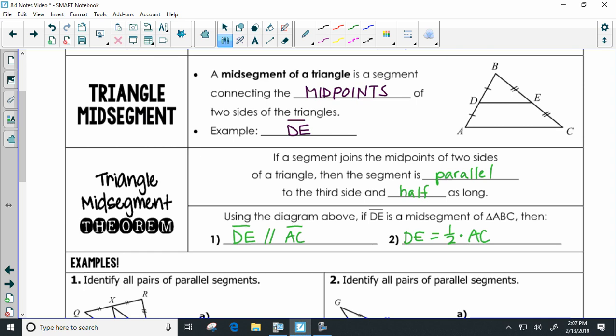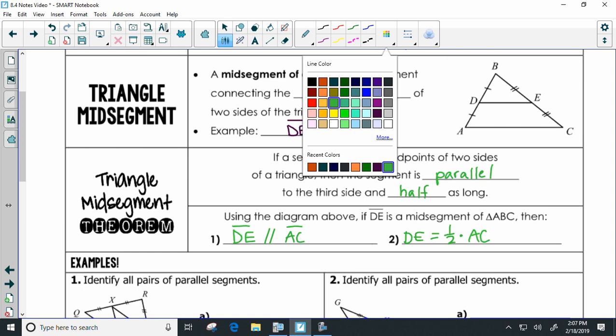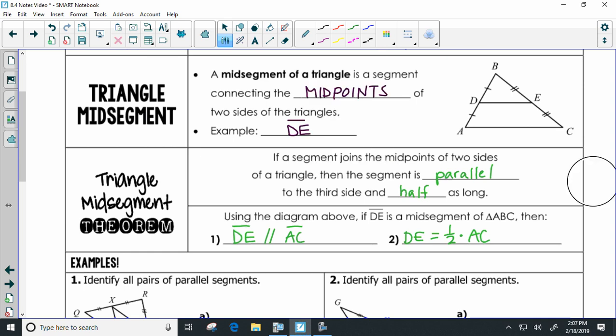The third side is twice as long as the mid-segment. Some people like to think of it that way, so I'm going to write that one down as well. This is kind of like saying the third side AC is equal to twice the mid-segment. So I can think of that either way. That will help you as we do some of these examples. You're going to see that show up a little bit.